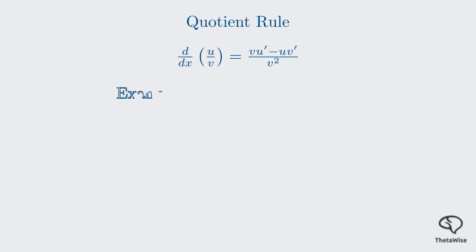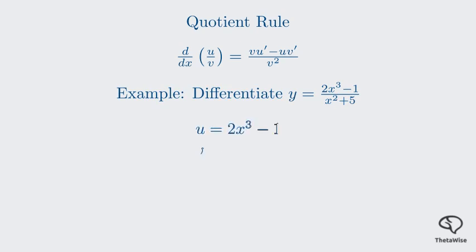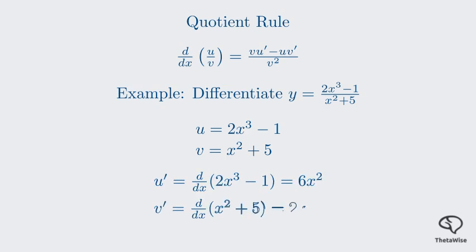Let's apply this to an example. We want to find dy over dx for the function y equals 2x cubed minus 1, all divided by x squared plus 5. First, identify the top function, u, and the bottom function, v. Our u is 2x cubed minus 1, and our v is x squared plus 5. Next, find their derivatives, u prime and v prime. Using the power rule, the derivative of u is 6x squared, and the derivative of v is 2x.